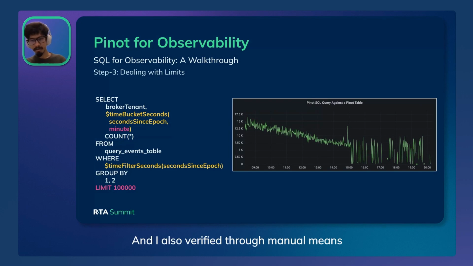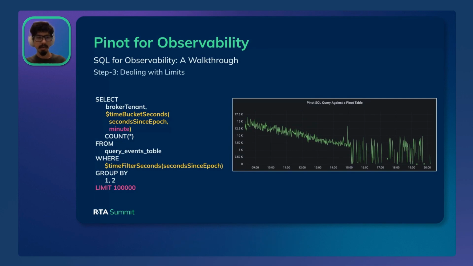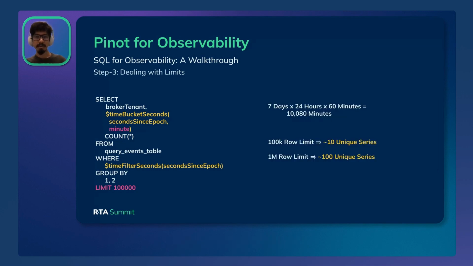And I also verified through manual means that after 3 p.m. here, the data was actually having gaps. So this looks okay from a correctness point of view. But if you try to look at the last 7 days or the last 14 days or the last 21 days and so on and so forth, you will realize that the number of minutes just keeps on increasing. And then your limits go for a toss.